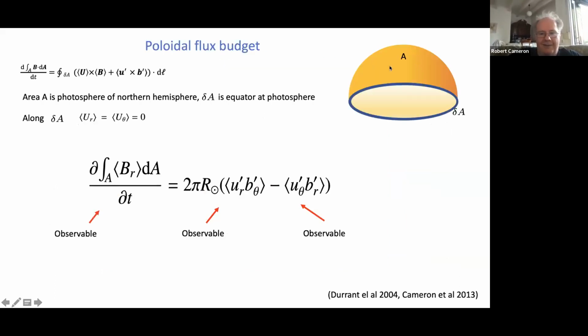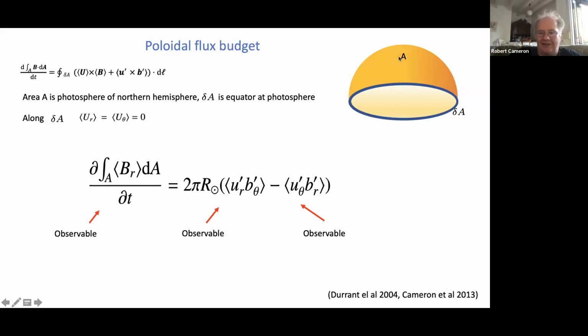And now my area is going to be the whole northern hemisphere, the photosphere in the northern hemisphere. And my contour is going to be the equator at the height of the photosphere. So Stokes' theorem, this is the same equation as before. We're applying it to a new area and to a new contour. And when we do this, the maths is even simpler.